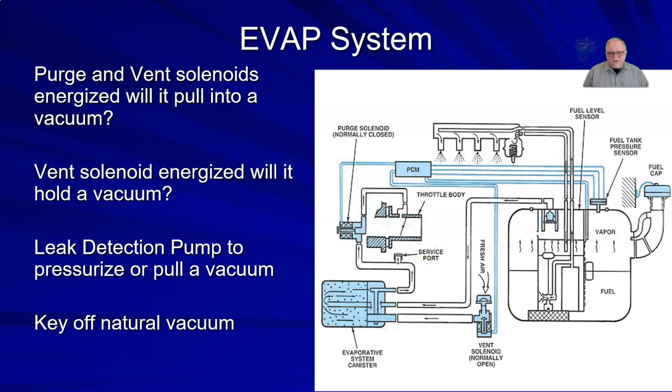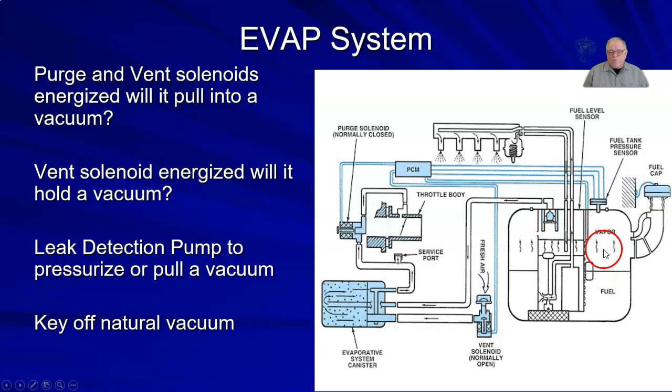For the diagnosis, when the computer goes to run a diagnostic, it is going to open up the purge solenoid. It's going to close the vent solenoid. Now we're going to have a vacuum coming into our fuel tank. The computer's going to watch this pressure sensor. It's going to look at how much fuel is in there. Depending on how much fuel is in here is how long it'll take to pull into a vacuum.